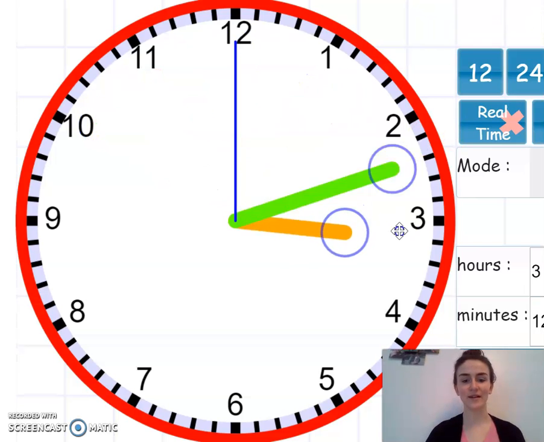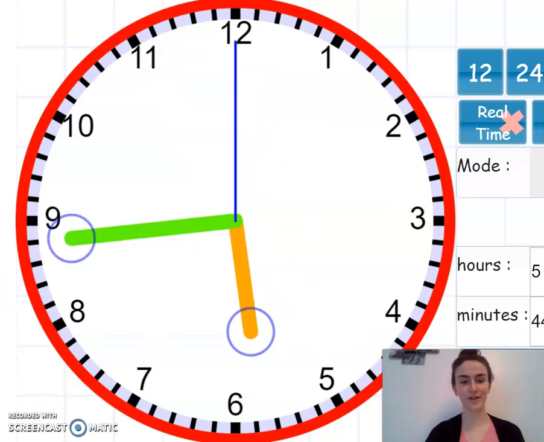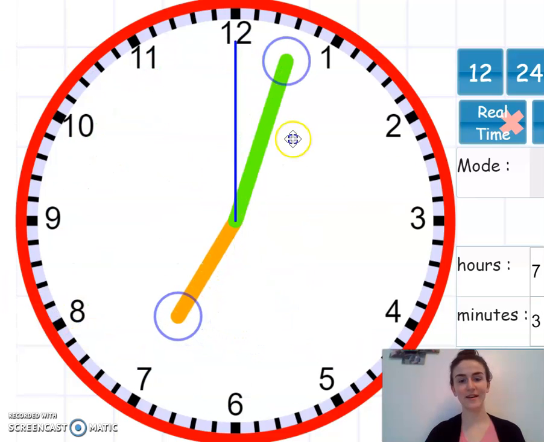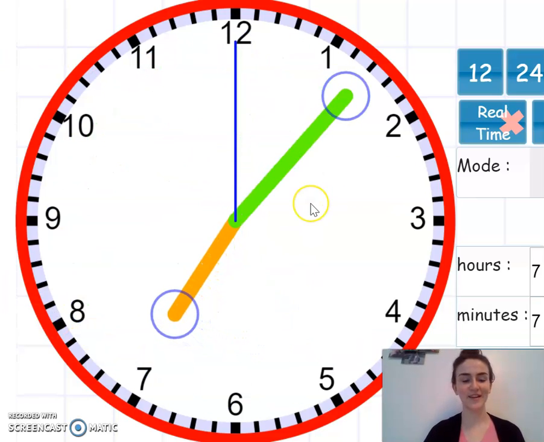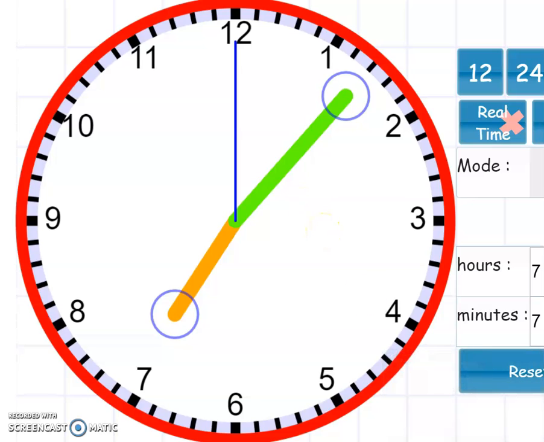I'm going to move the clock round and round and round she goes. And stop. All right, so I want you to tell me what time it is here. So where's the hour hand? Where is the minute hand? Remember, you can always pause the video.